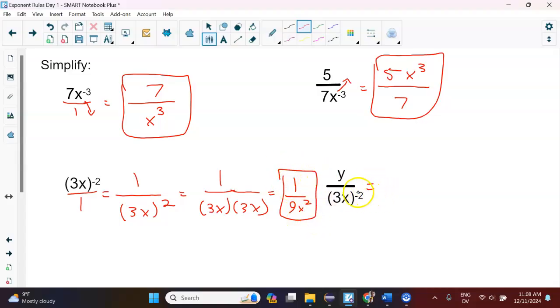Okay, and then the last one again is the reverse. This is now going to move up. So we still have y up top, but then we have a 3x to the positive 2 power, and all that's left in the denominator is just 1, which we don't even have to write anymore. And then this top part, the 3x squared is 9x squared. So this will be 9x squared times the y, and again a denominator of 1, so I'm not even going to write it there.